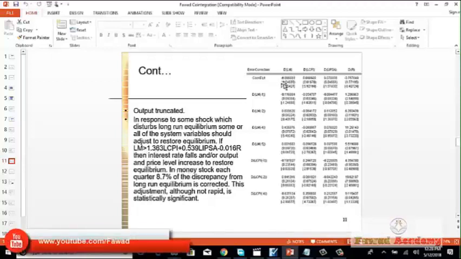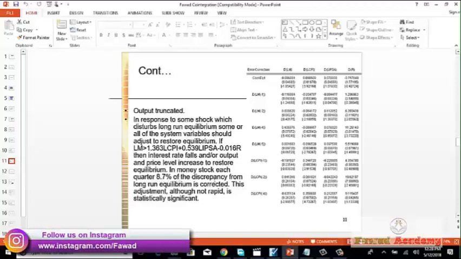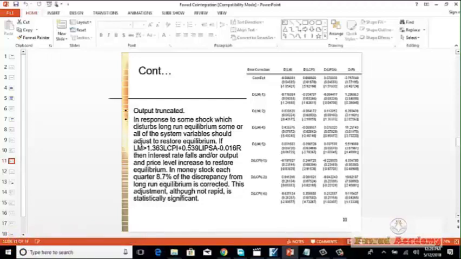And what about these values, which is called the speed of adjustment? In money stock, each quarter 8.7% of the discrepancy from the long run equilibrium is corrected. These adjustments are not rapid, but are statistically significant.